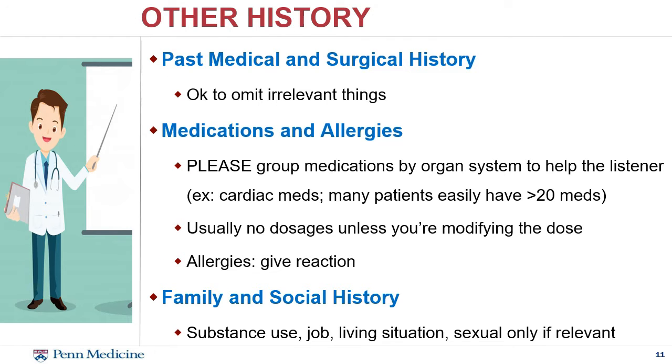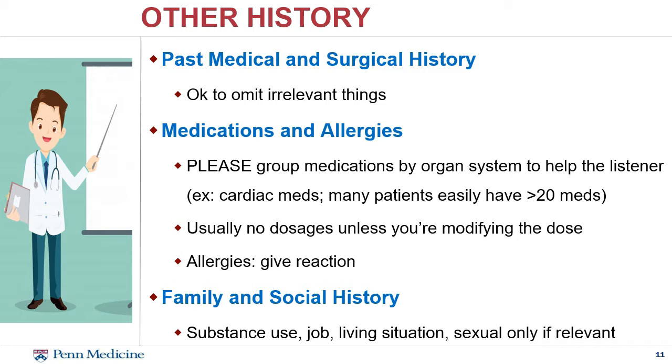In terms of other medical history, you're honestly going to breeze through a lot of this because most people assume if it's that important, you've already included it in your HPI. So past medical and surgical history, you don't need to list everything. You can just say things that you haven't already talked about that are directly relevant. Now remember, you want to have all of these in your written documentation, but you don't need to tell me about their knee surgery unless you think that it's actually relevant today.